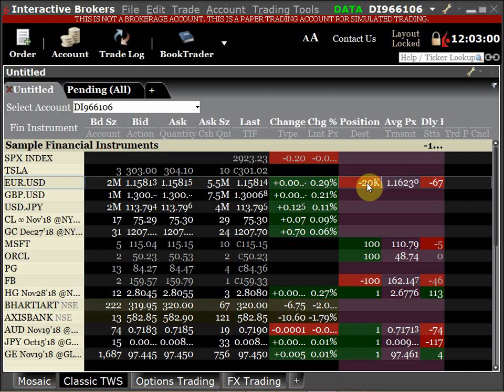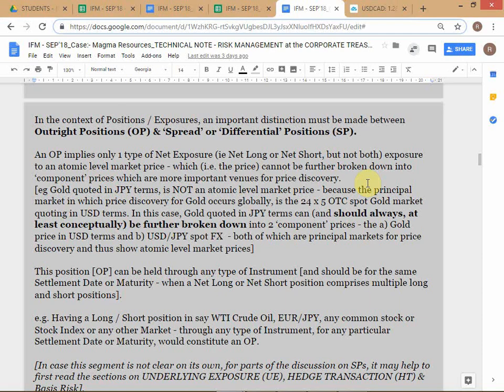So this is an example of an outright position, mainly because this market trades directly and you can't further break down this position. That's why it's an atomic level position. An atomic level market price means this is a market price that is trading directly. Of course, now we have quantum physics and the physics of subatomic particles, but we are just ignoring that. This expression has remained in the language. When we say an atomic level category, it means that category can't be broken down further.